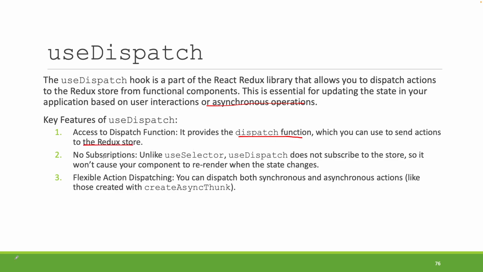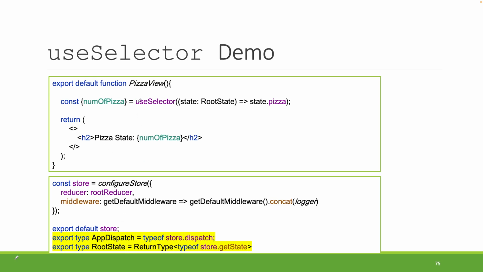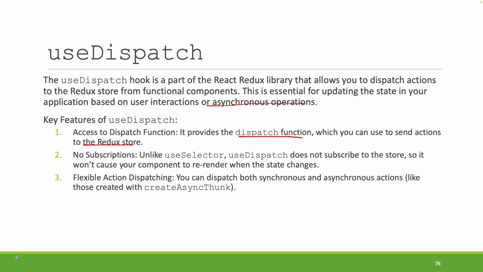But it doesn't have a subscription. When we use selector, whenever the state related to pizza changes, it will trigger a re-render of the UI, such as the number of pizza. But useDispatch won't do a subscription, which is listening to updates in the store. useDispatch does not subscribe to the store, so it won't cause our component to re-render when state changes. Flexible action dispatching: you can dispatch both asynchronous and synchronous actions.